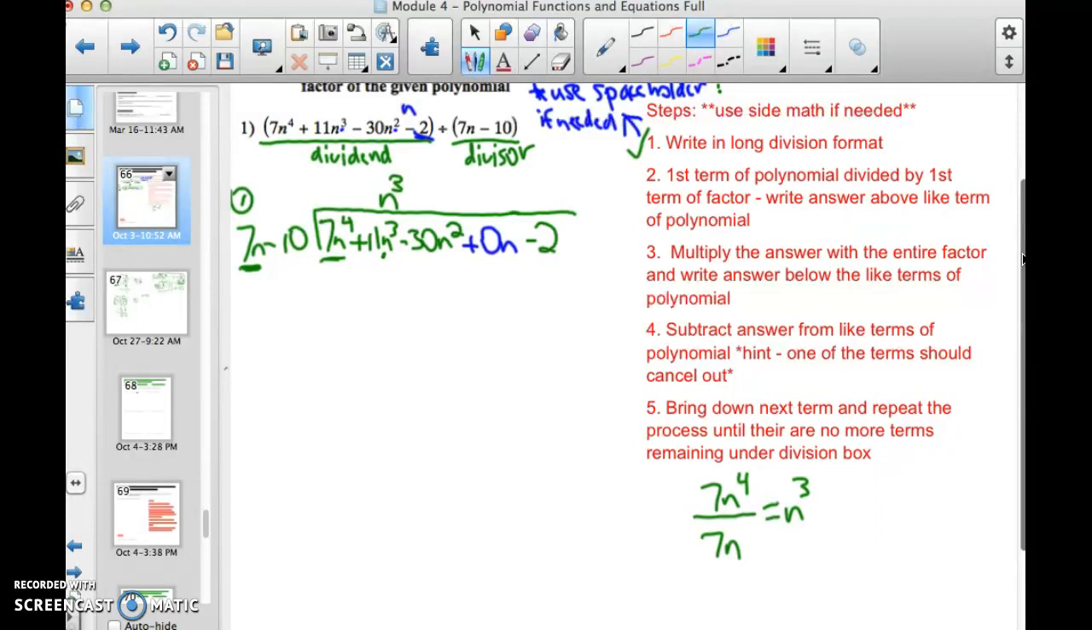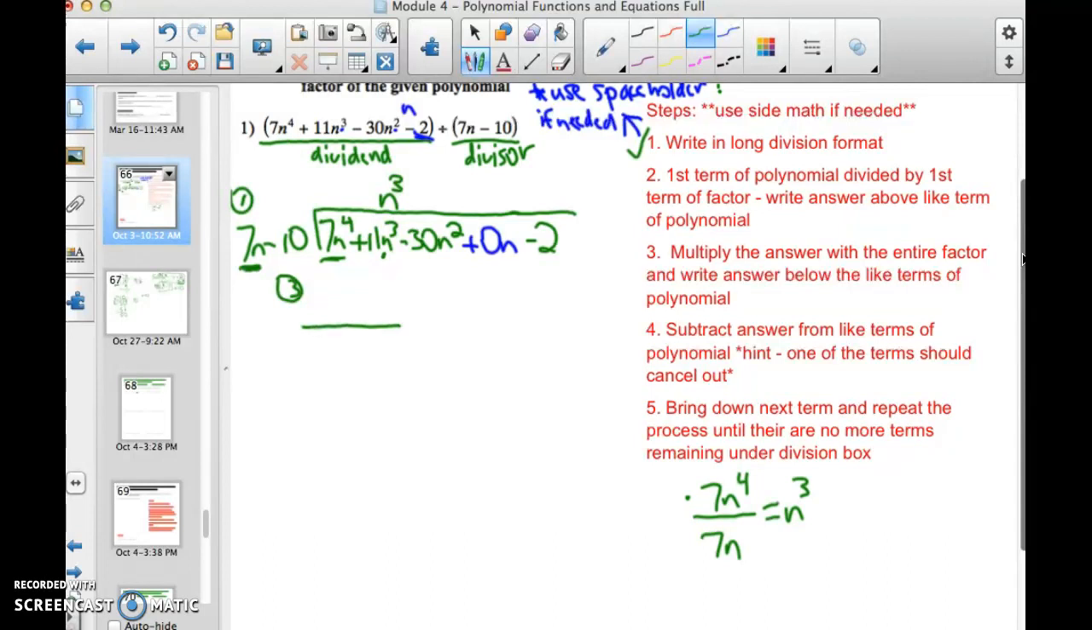Now, step 3 states, multiply the answer that I just got with the entire factor. In this case, the -10 comes into play of the factor. And write the answers that I get below the like terms of the polynomial. So my answers in step 3, I'll put a little step 3 right here. This was step 2 down here. My answers of step 3 will go down here, below it, alright?